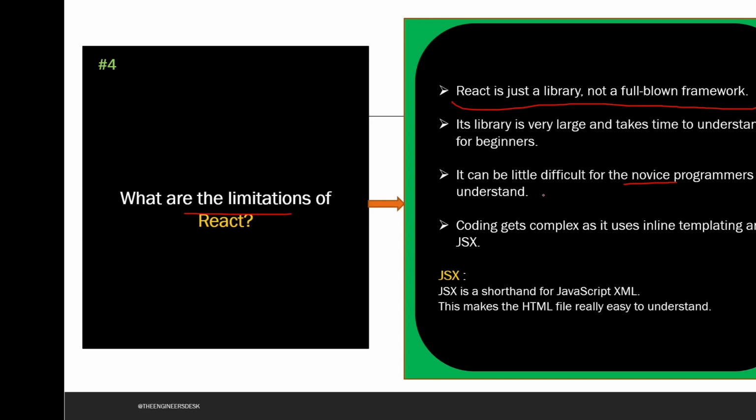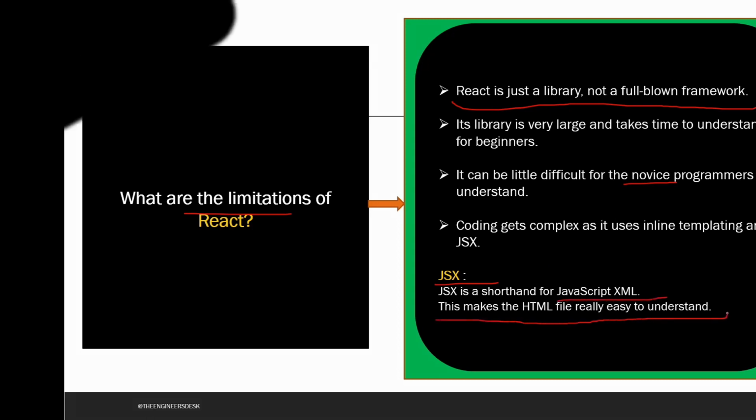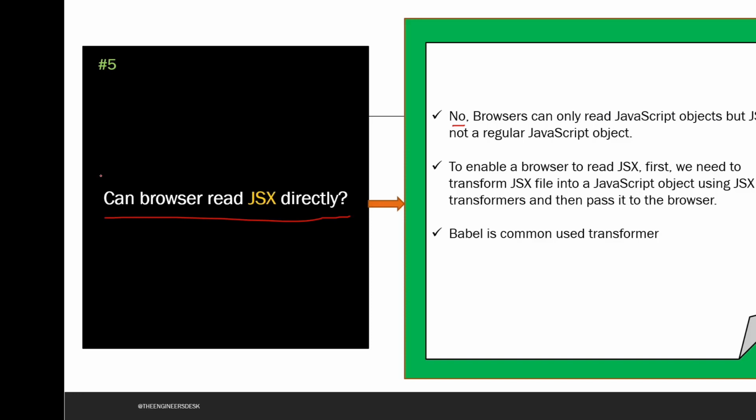Okay, so as we know, React.js works on JSX, not directly HTML. So what is JSX? JSX is a shorthand for JavaScript XML. This makes the HTML file really easy to understand. So the next question says, can a browser read JSX directly? The answer is no, a browser cannot read JSX directly. A browser can only read JavaScript objects, and JSX is not a regular JavaScript object.